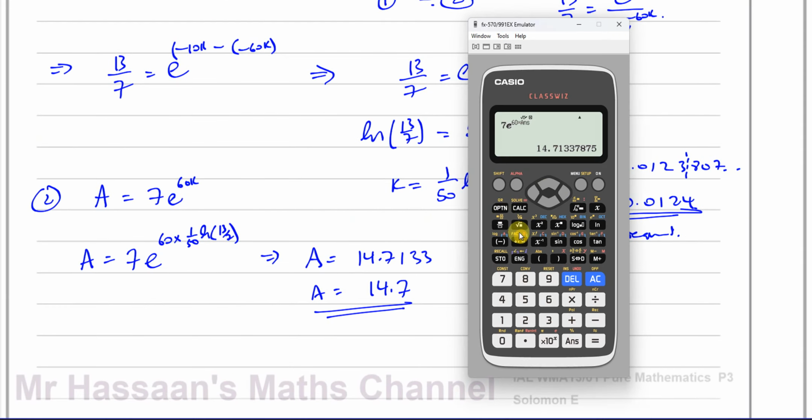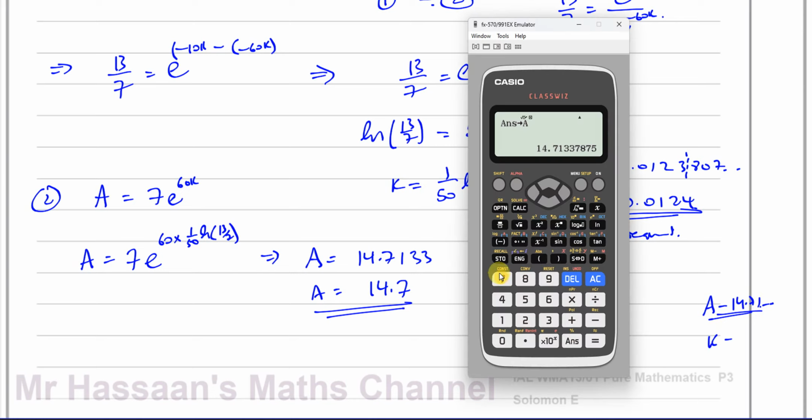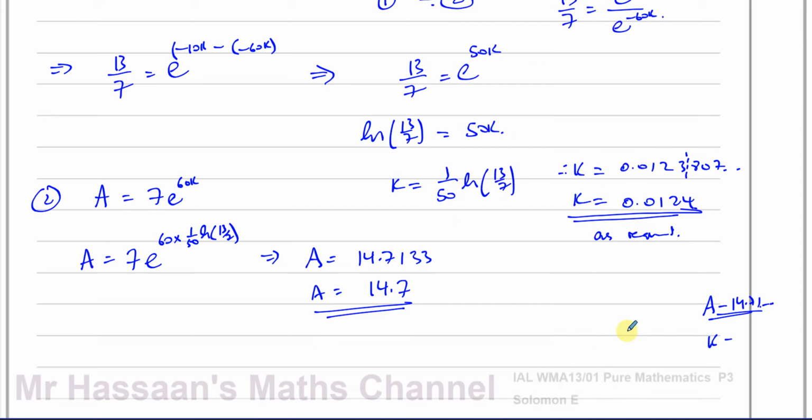So what I'll do is I will actually save this as a. Okay, so my a is 14.71 as it is in here. And my k, what shall I save it as? I'll just save it as c, since there's a b in the question. So my answer that I got before, which was this, I'll store it as c. Okay, so now c is k and a is 14.71. Yeah, so that's what we've saved it as.